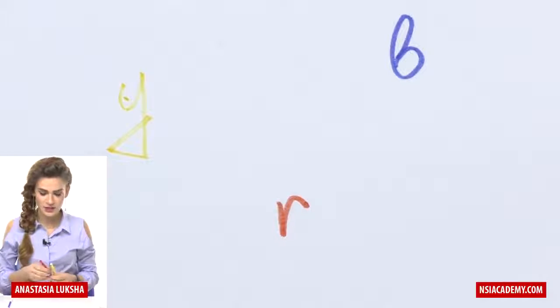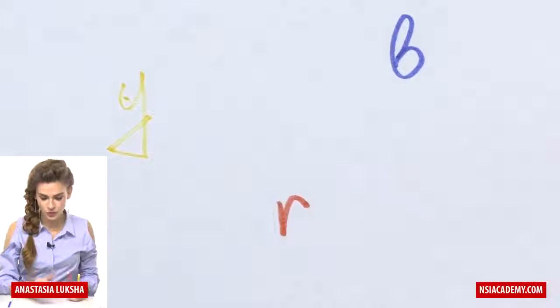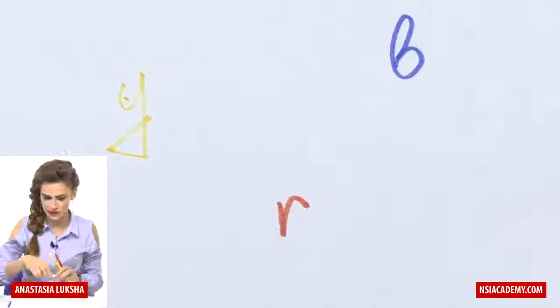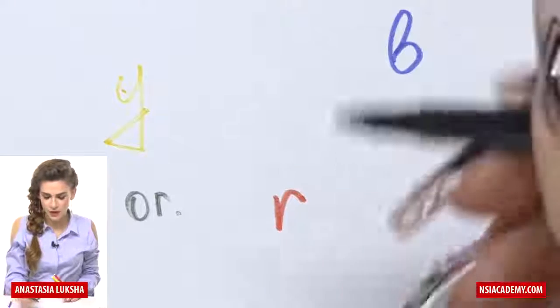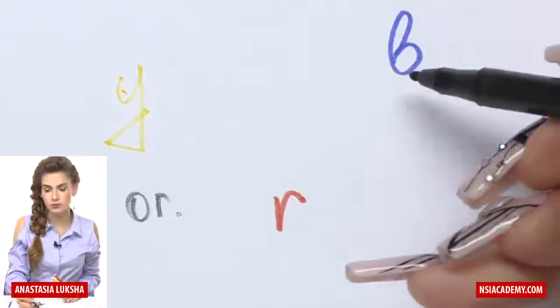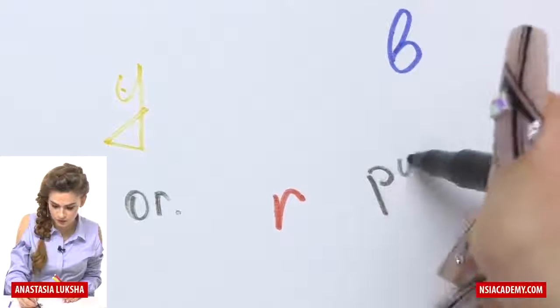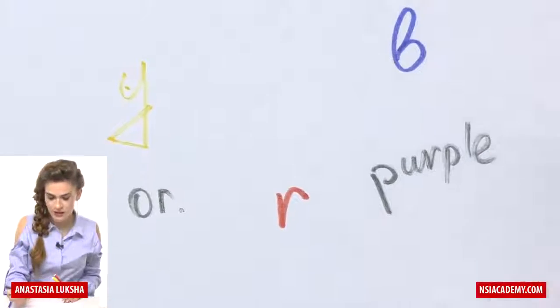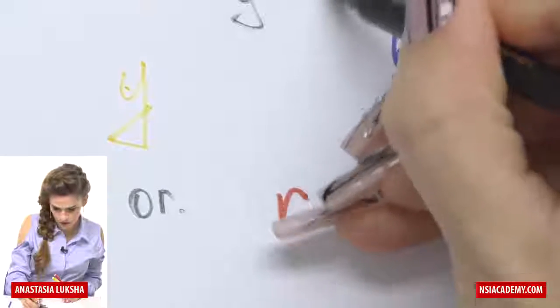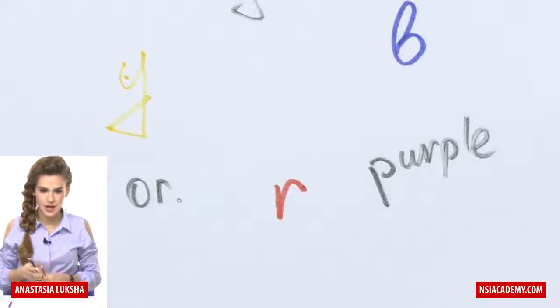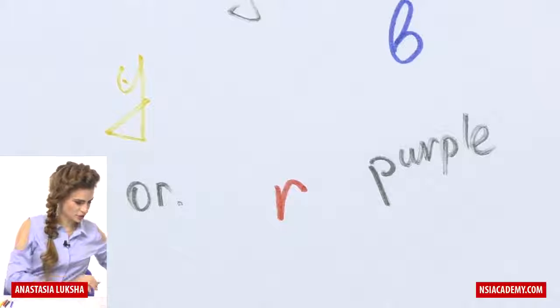So if you mix yellow and red, we will get orange. Well, I don't have orange, so I'll just write the name. If we mix red and blue, we will get purple. And by mixing yellow and blue, we will get green. So these are secondary colors. Okay, I have a better picture actually of this color wheel, and I will switch to it now.